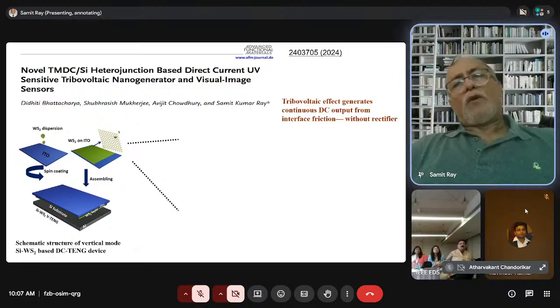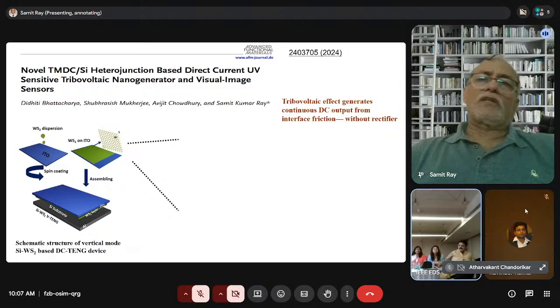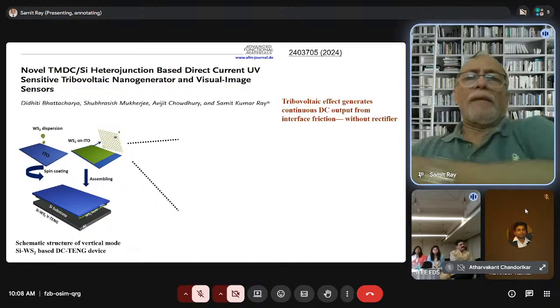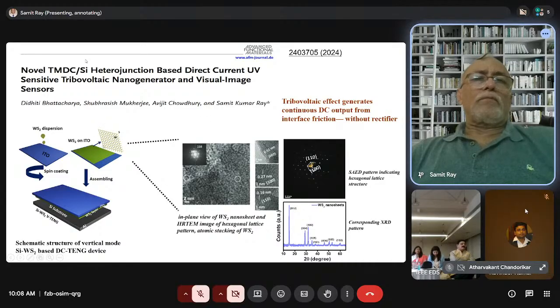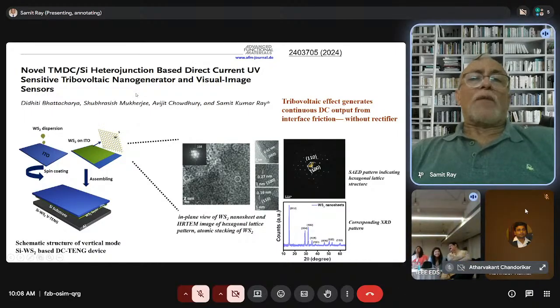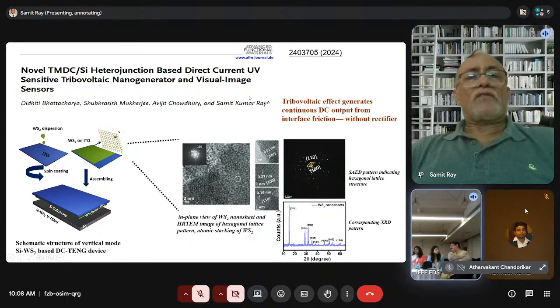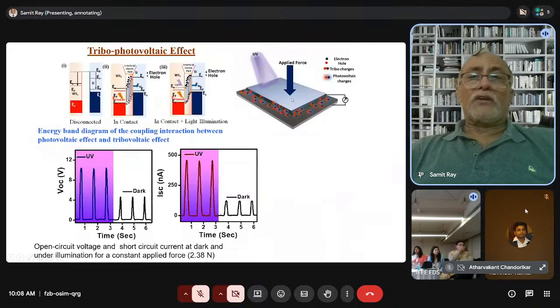But till now, you have seen only tribo material with an AC voltage. But actually, DC is the one thing that you want for many applications. Normally, you can of course use the AC and use a rectifier to get DC. But by changing the device structure, using TMDC silicon-based heterojunction devices, we make a direct current, UV-sensitive nanogenerator, which can be used as a UV sensor or a visible image sensor as well as a triboelectric nanogenerator. This was published in Advanced Functional Materials.